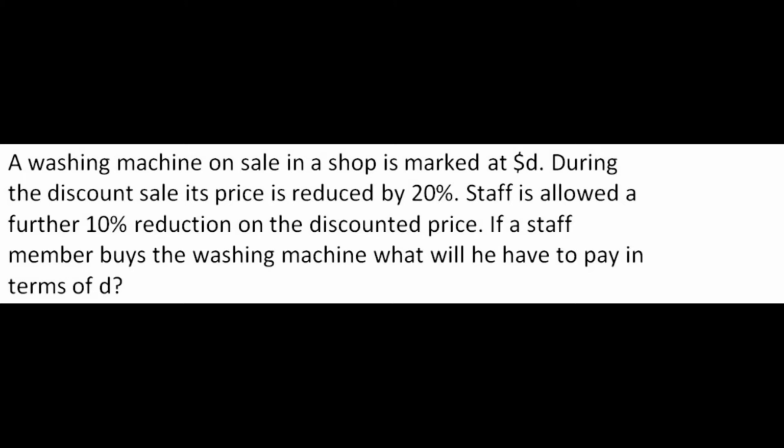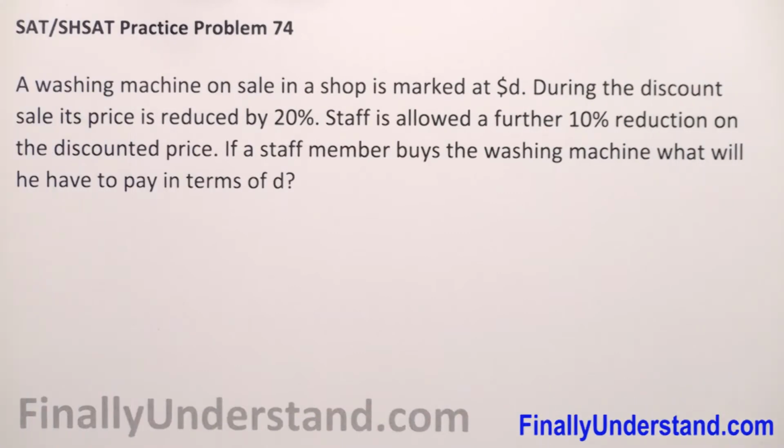A washing machine on sale in the shop is marked at $D. During the discount sale, its price is reduced by 20%. Staff is allowed a further 10% reduction on the discounted price. If a staff member buys the washing machine, what will he have to pay in terms of D?